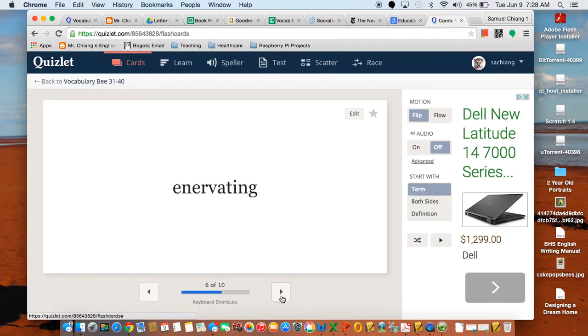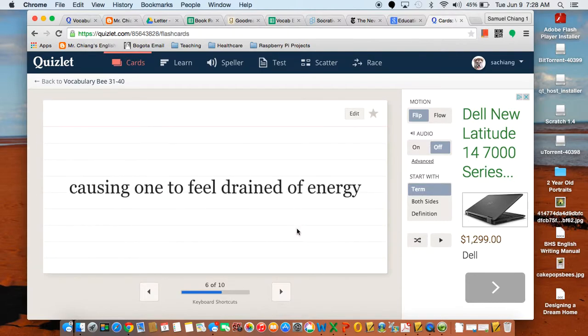Next word, enervating. Enervating means like you're losing all of your energy. Okay, it describes the fact that you're drained. Okay, causing one to feel drained of energy. So, for an example, some people might say that really, really, really humid, hot weather can be enervating because it just feels like you're dragging and you have no energy, you can't do anything. Certain people can cause other people to feel enervating if they really just drain the life out of you. Okay, so enervating means causing one to feel drained of energy.